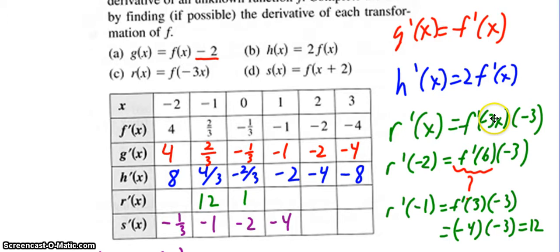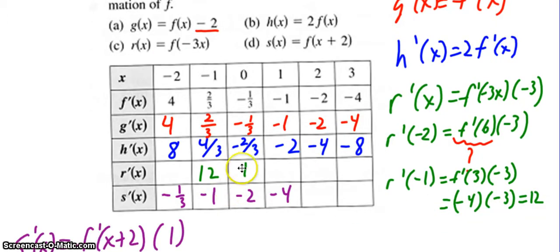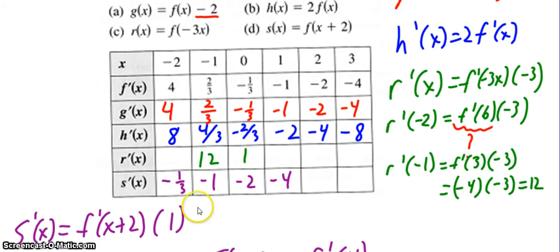If I plug in 0, then I get f prime of 0, and I know f prime of 0 is -1/3, and then I can multiply that by the -3, and that's how I get 1. But if I plug in any of these others, I'm not going to be able to, because I don't know the f prime value of that.